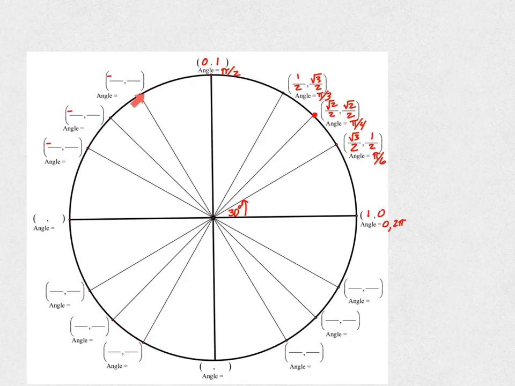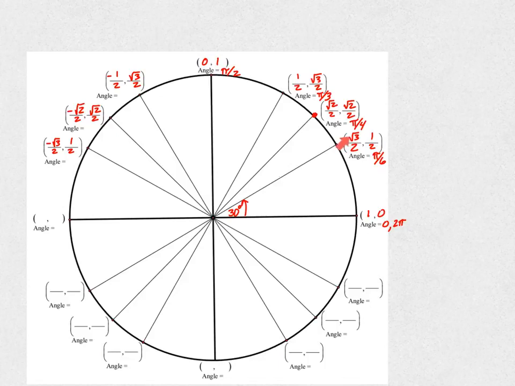And this point is going to have the same coordinates as this point. The only difference is our x value is negative. And so the coordinates here are going to be negative 1/2, root 3 over 2. This point is going to have the same coordinates as this point over here, except the x value is negative. So we're going to have negative root 2 over 2, positive root 2 over 2. And then the last angle is going to be negative root 3 over 2, 1/2. It is the same coordinates as the one across from it, except the x value is negative.